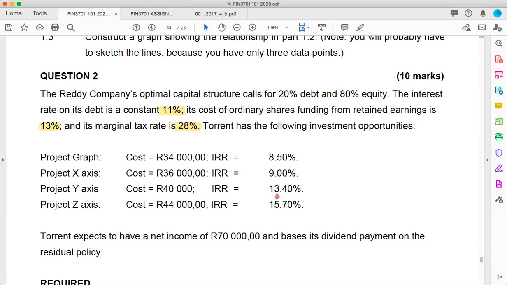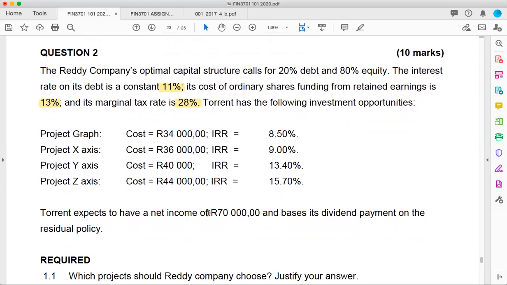And then we're given a number of internal rates of return. And then we're told that the company is expected to have a net income of 70,000. And the company bases its dividends on the residual policy of dividends. Okay.